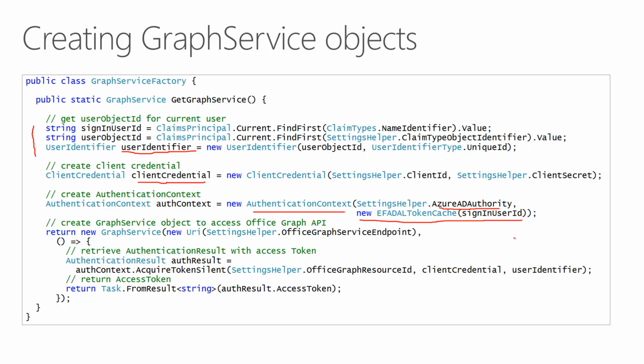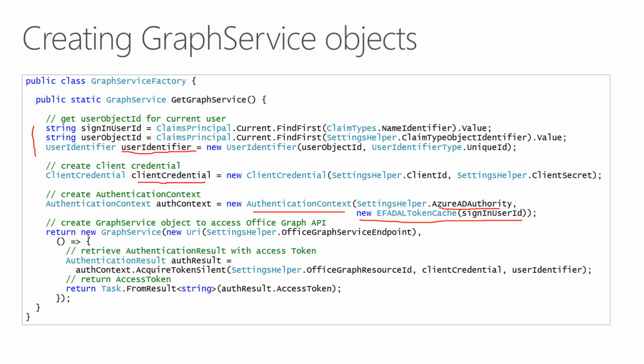Now, note that when you call the authentication context constructor, one of the options that you have for that second parameter is to pass a value of null, which says I don't want to use a custom token cache manager. But when you pass in one of these token cache derived objects, like we're doing here with the new EFADALTokenCache object, we're basically passing a custom token cache mechanism into the Active Directory Authentication Library.